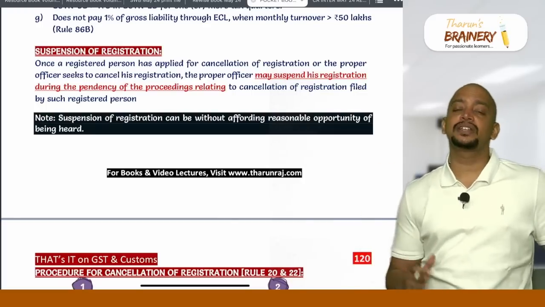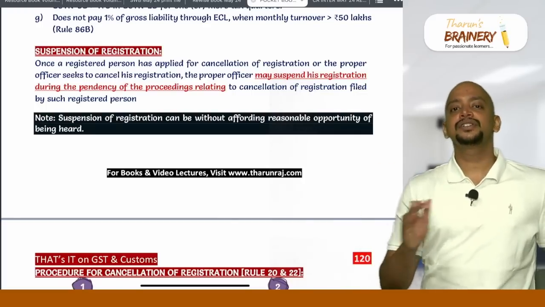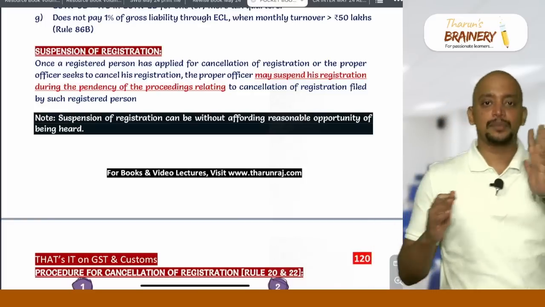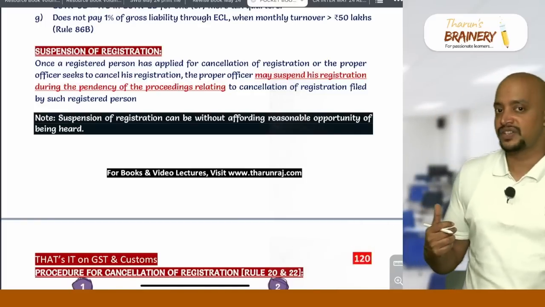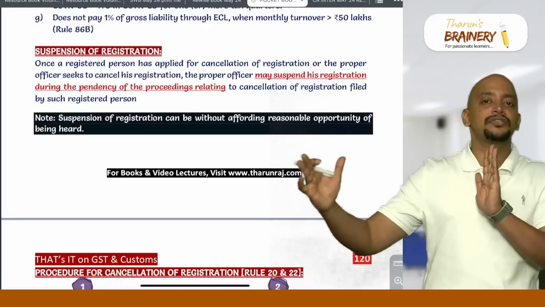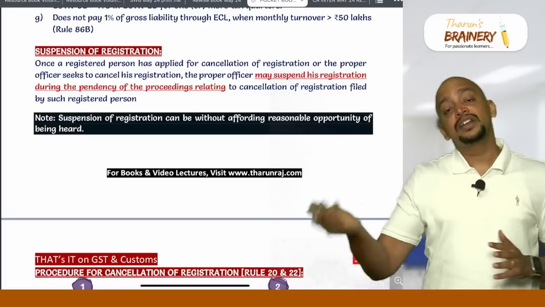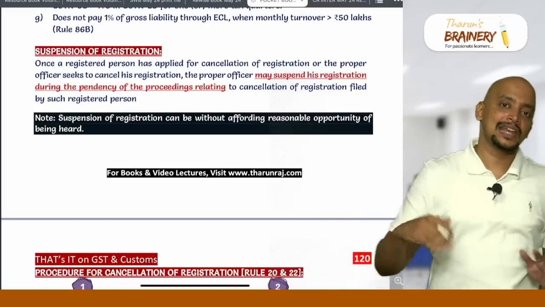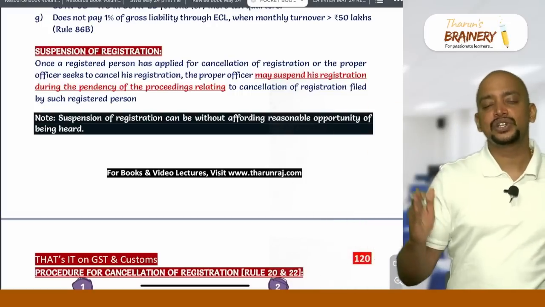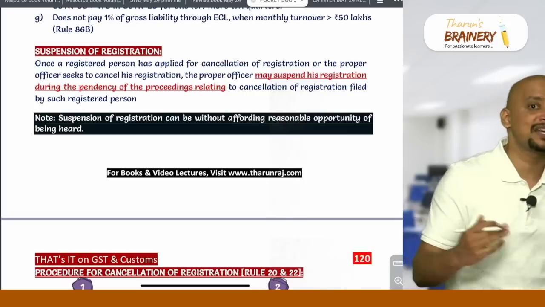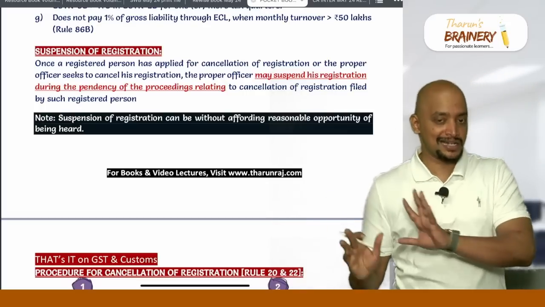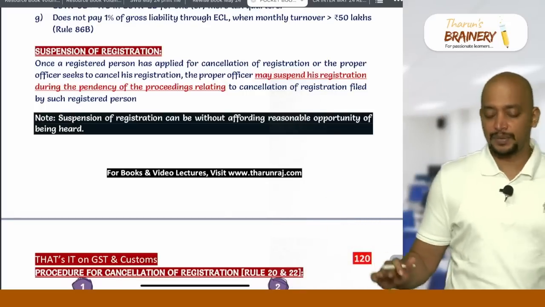What is the period for which the registration will be suspended? If we make an application for cancellation, the registration will be suspended from the date of submission of the application or the date we selected, whichever is later, till the date of conclusion of cancellation proceedings. When the officer initiates cancellation, it is again the same. From the date the officer initiates the cancellation, he will specify the date from which the registration is suspended, till the conclusion of cancellation proceedings.